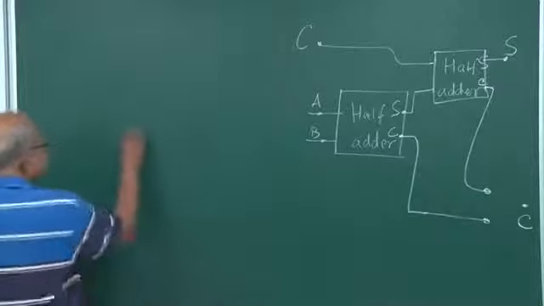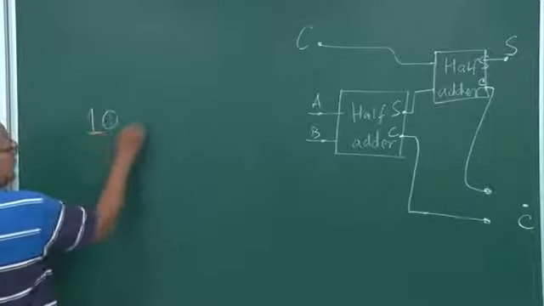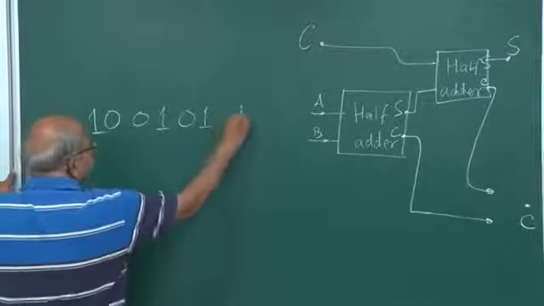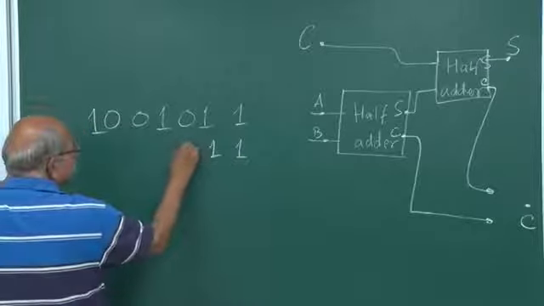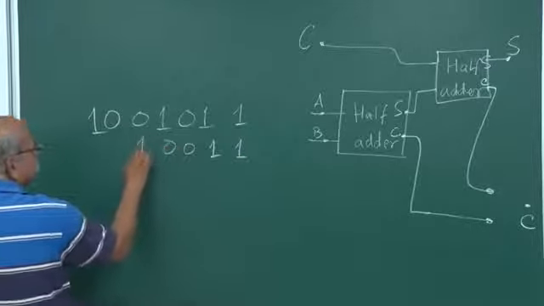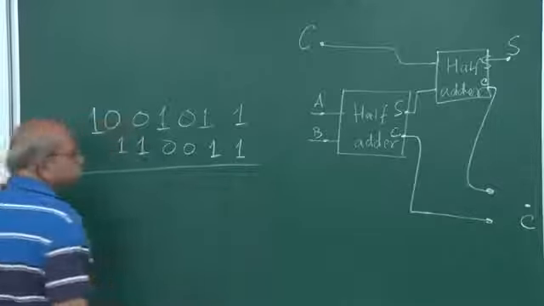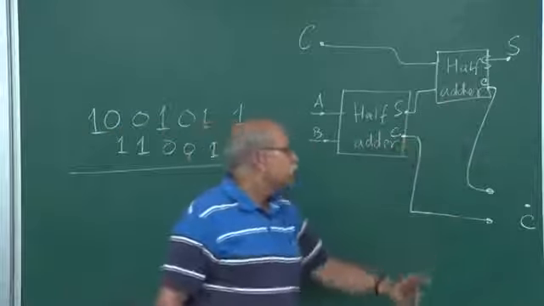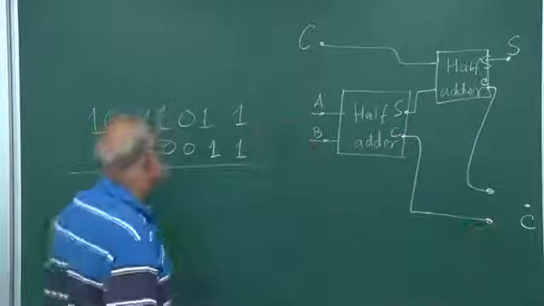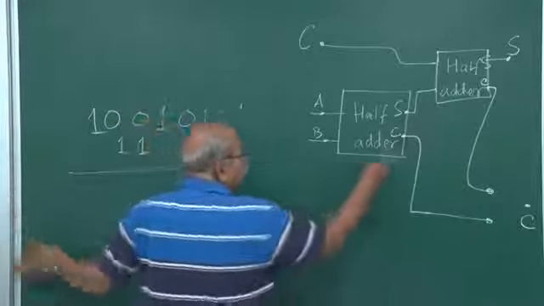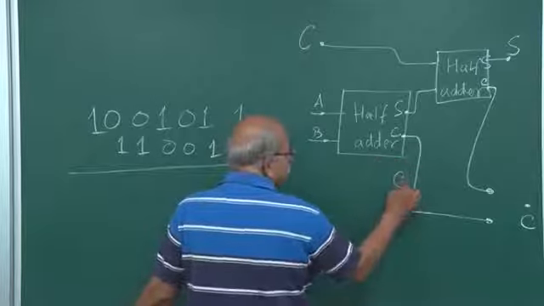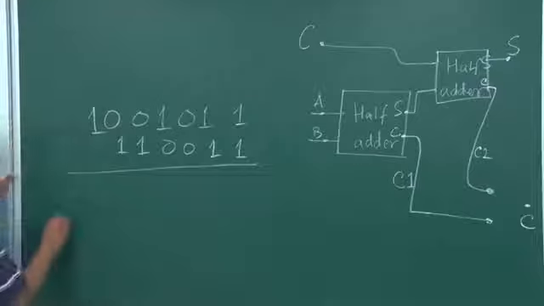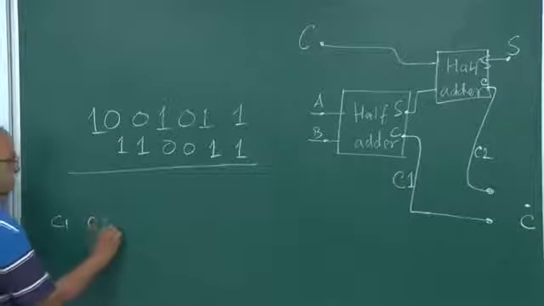So let me take a number. Say, let's say C1, 0, 0, 1, 0, 1 here, 1 here, 1 here, 1 here, 0 here, 0 here, 1 here, 1 here, any number you take. Now I am focusing on the two intermediate carries and the final carry. Let me call this C1, and this C2, and that is C. So let me make a table here, C1 and C2 and C.